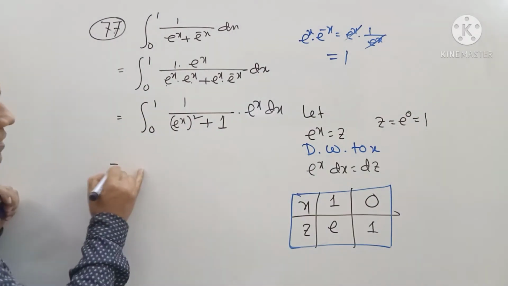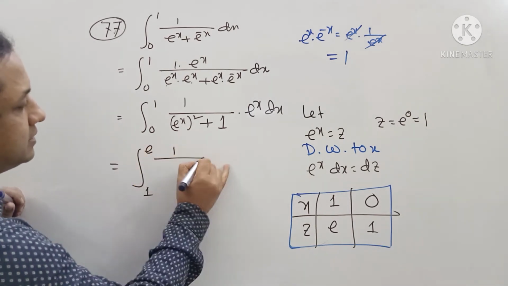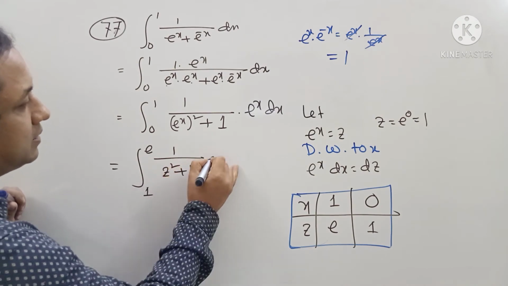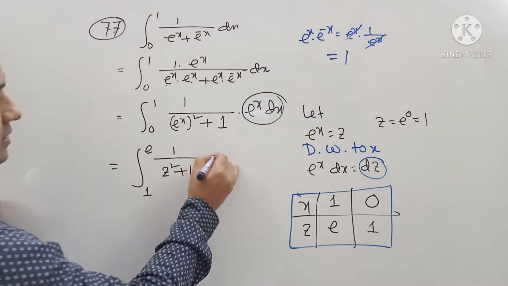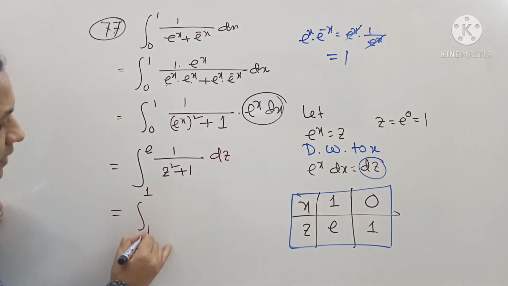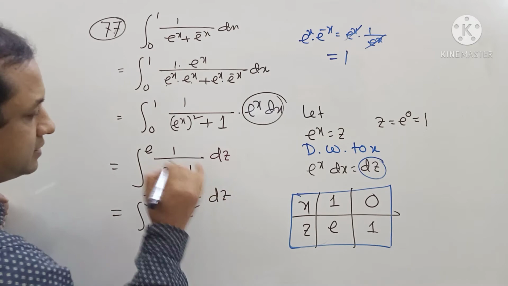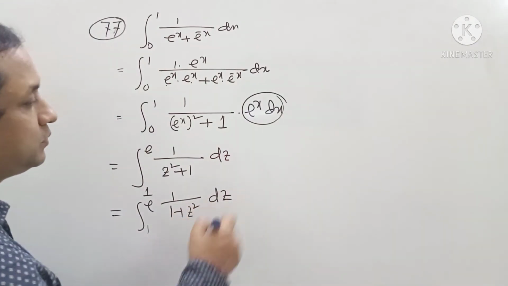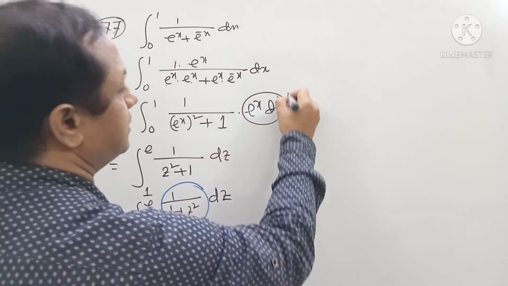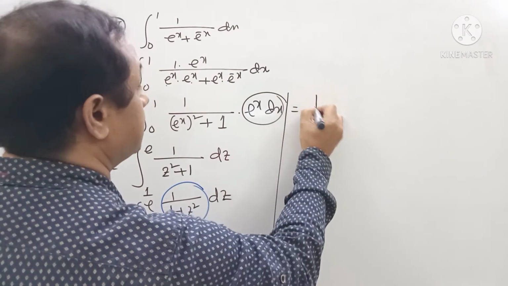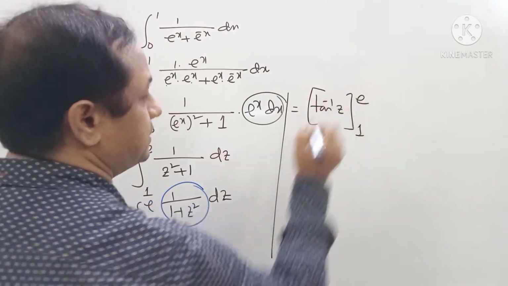So student, now putting the lower limit 1 and upper limit e, we have z square plus 1, and e to the power x dx equals dz. So we have the integral from 1 to e of 1 by 1 plus z square dz. Using the formula, the integral of 1 by 1 plus z square equals tan inverse z, lower limit 1, upper limit e.